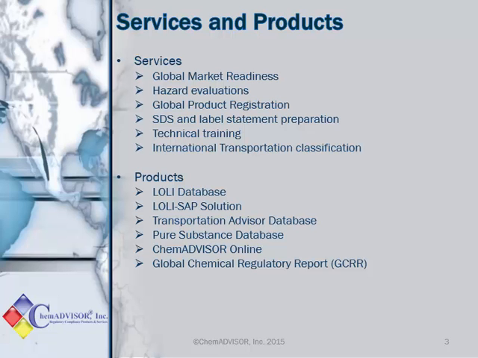LOLI can be accessed in a number of ways, including a fully hosted cloud version. Then we have our transportation and pure substance databases. And if you need to do an occasional lookup for information on a chemical, there's ChemADVISOR Online. The GCRR provides chemical regulatory requirement summaries for today's largest and most important economies to help you plan and support product activities around the world. And finally, there's the EHS Authoring Tool.